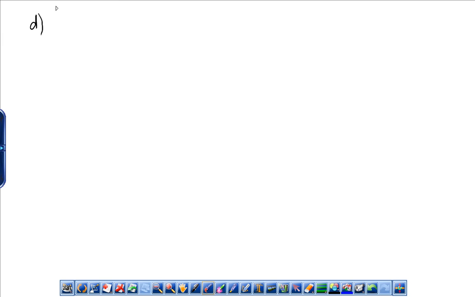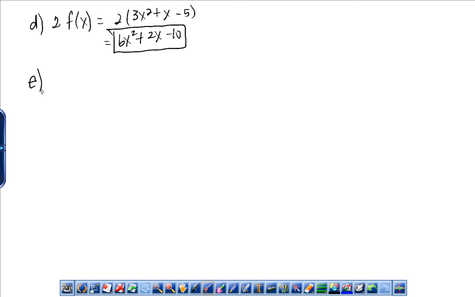For D, how about 2 times your quantity f of x? So that should just be 2 parenthesis 3x squared plus your x minus 5. That will give you 6x squared plus 2x and minus 10.